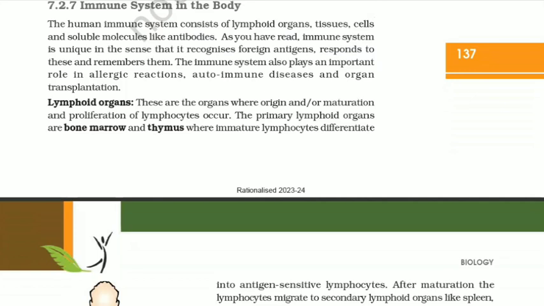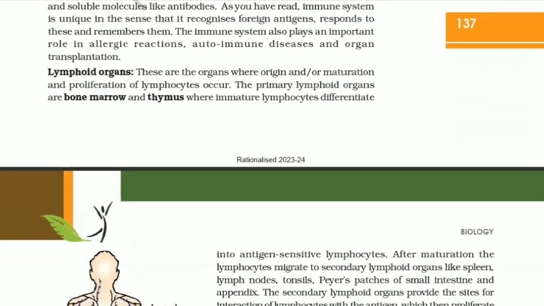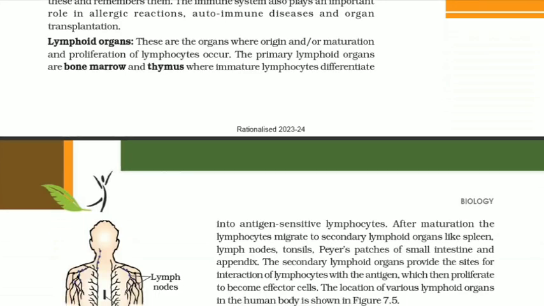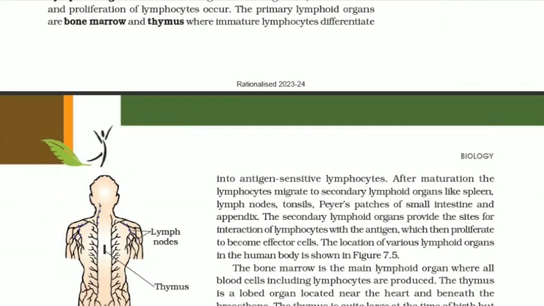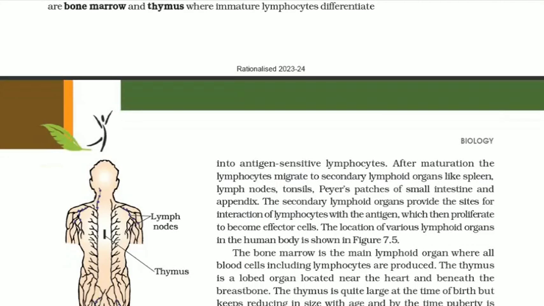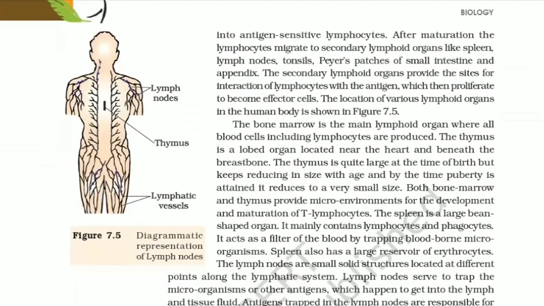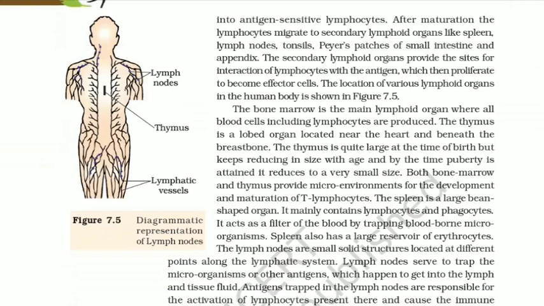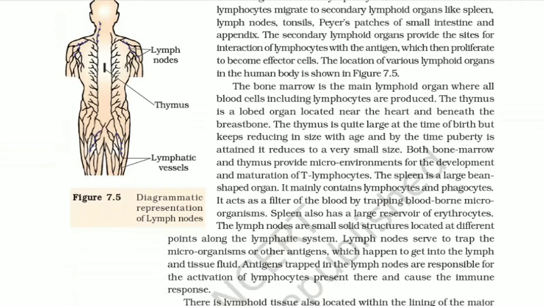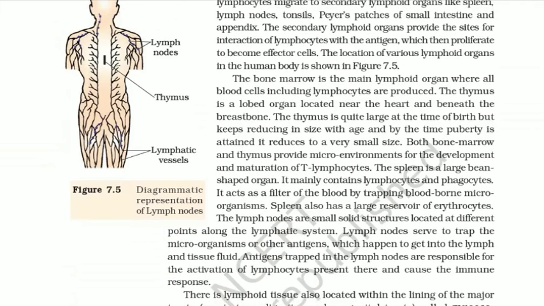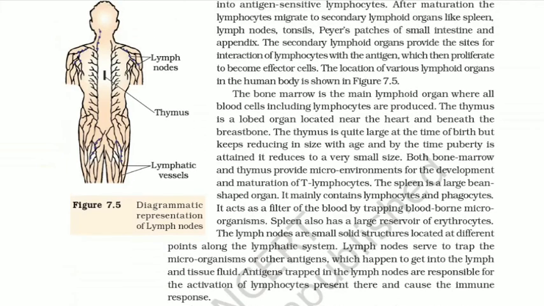Lymphoid organs. These are the organs where origin and/or maturation and proliferation of lymphocytes occur. The primary lymphoid organs are bone marrow and thymus, where immature lymphocytes differentiate into antigen-sensitive lymphocytes. After maturation, the lymphocytes migrate to the secondary lymphoid organs like spleen, lymph nodes, tonsils, Peyer's patches of small intestine, and appendix. The secondary lymphoid organs provide the sites for interaction of lymphocytes with the antigen, which then proliferate to become effector cells. The location of various lymphoid organs in the human body is shown in figure 7.5.